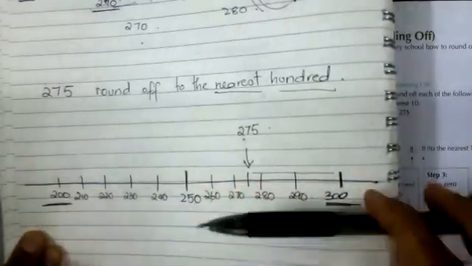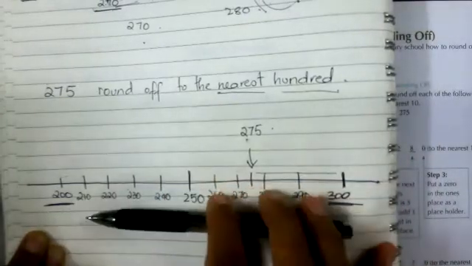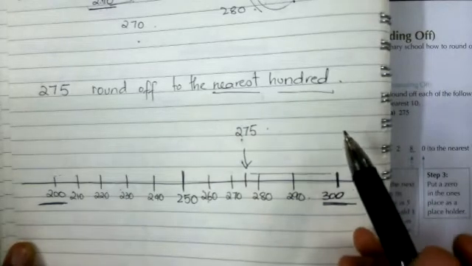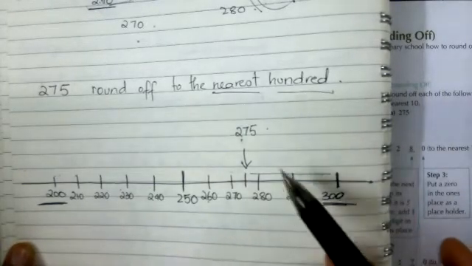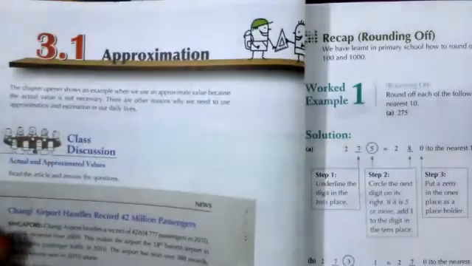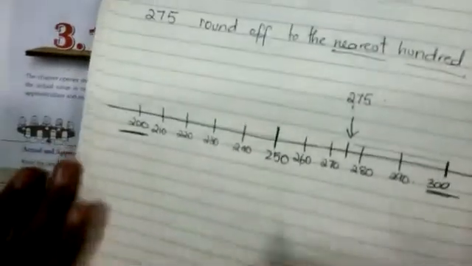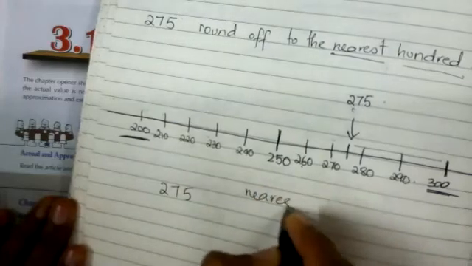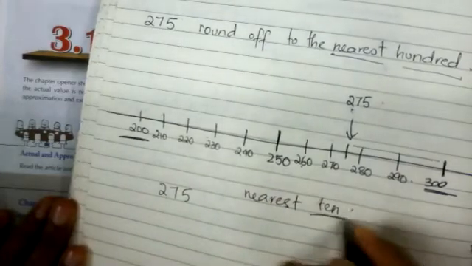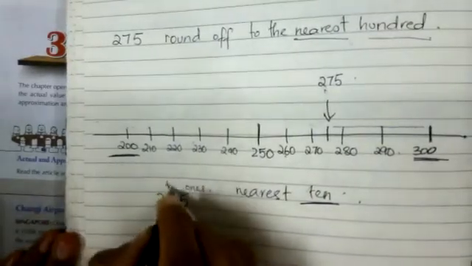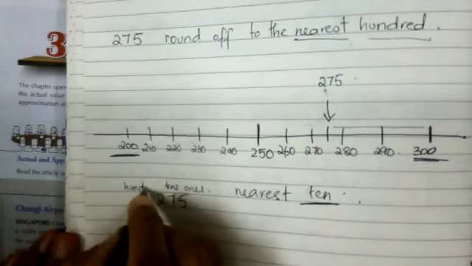Now, it is not convenient to draw this number line all the time, okay? So we have come up with a method where we won't have to draw this number line and we can just directly round off. Okay, so let's do that method first. Now, 275 nearest 100, sorry, nearest 10. Let's do that first. So we know this is ones, this is tens, and this is hundreds.